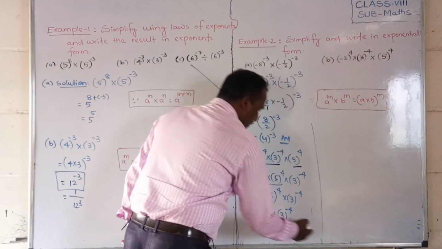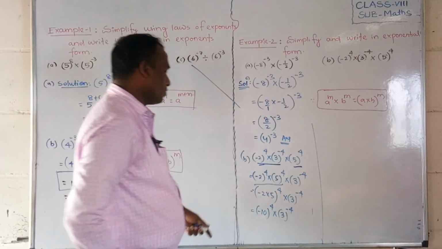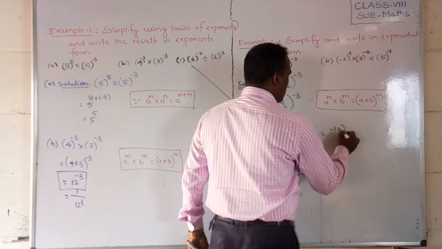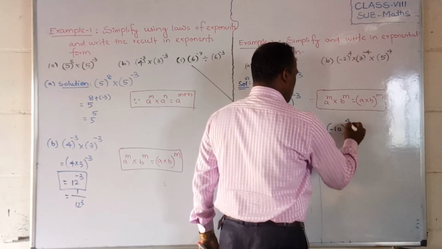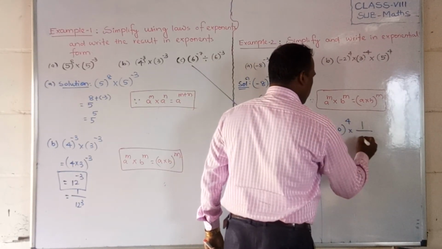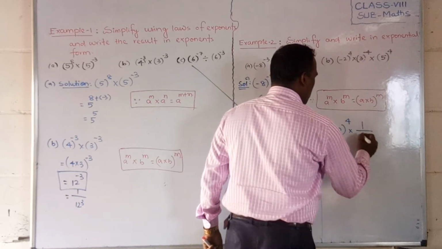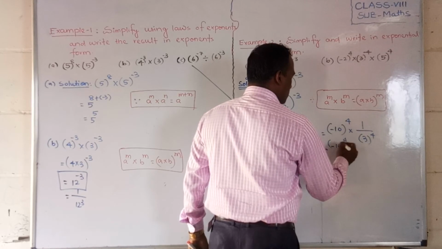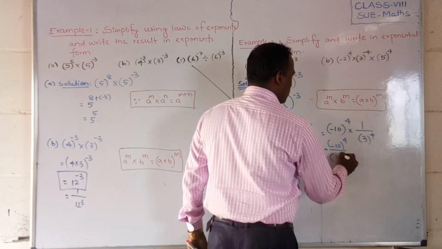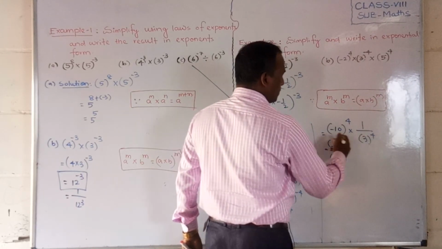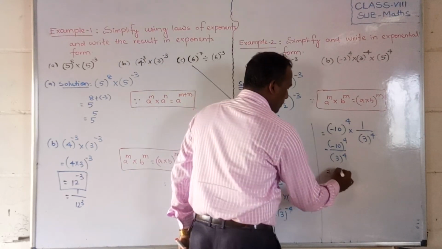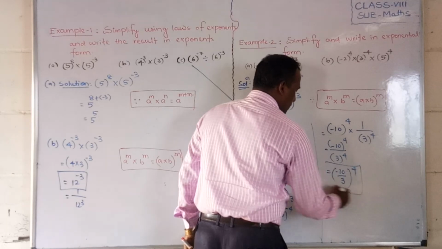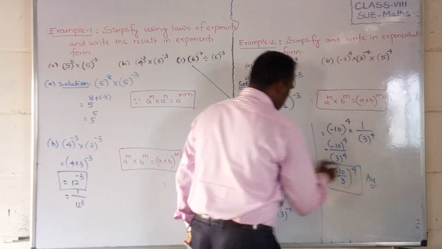Students, observe that if a negative sign is there in the power, then what do you have to do? We have to make it reciprocal. So we can write minus 10 whole power 4 into 1 by 3 whole power 4. Now we can write it as minus 10 whole power 4 by 3 whole power 4, because we are multiplying into the denominator like that. So minus 10 by 3 whole power 4. This is our answer. Did you understand this?